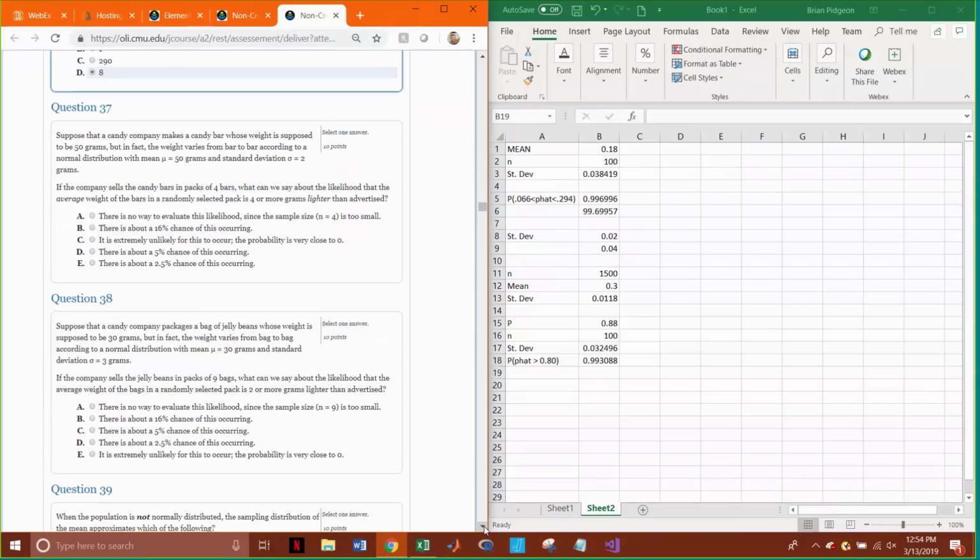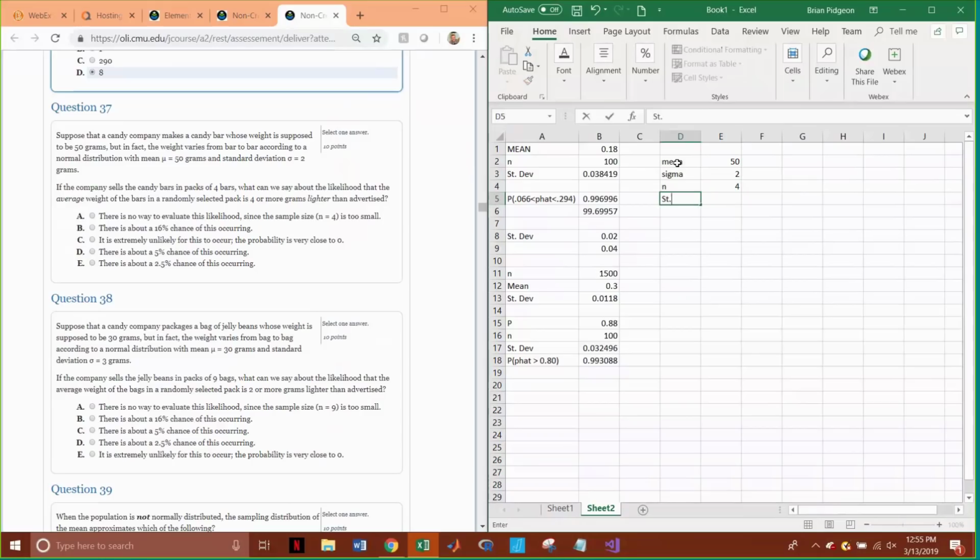Suppose that a candy company makes a candy bar whose weight is supposed to be 50 grams. So the mean is 50 and standard deviation is 2. If the company sells them in packs of 4, what can we say about the likelihood that the average weight of candy bars is 4 or more grams lighter? So the mean is 50. Our population standard deviation, sigma, is 2. And our sample size is 4.